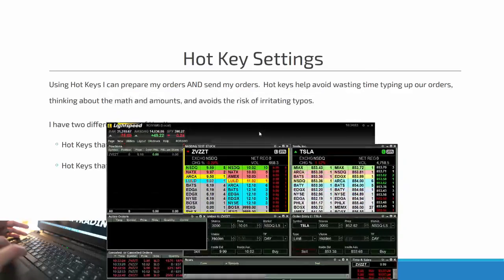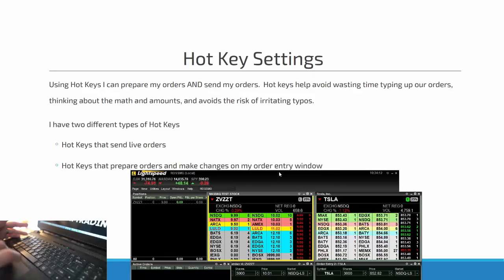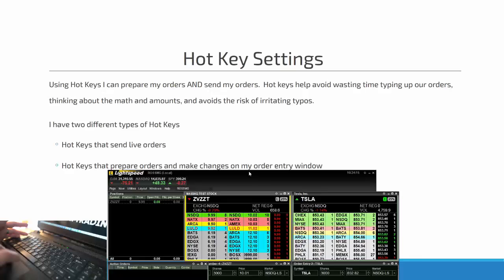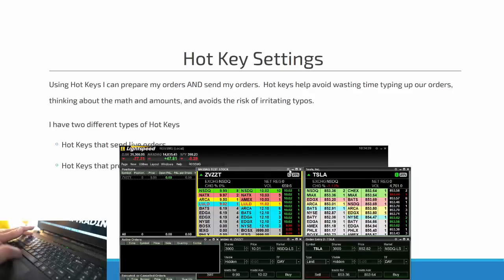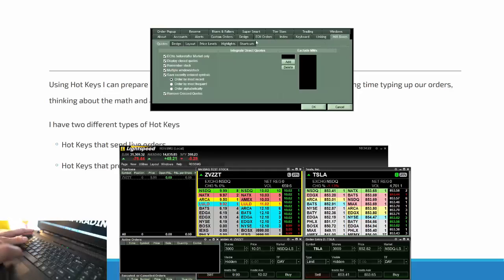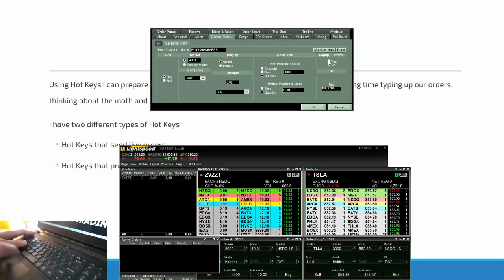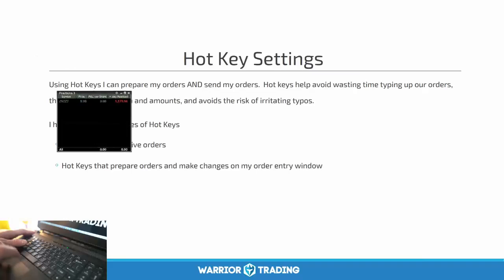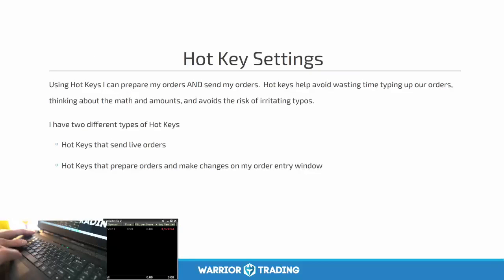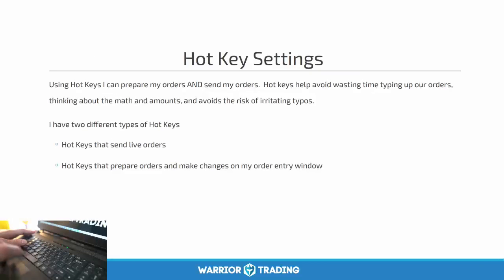So this is the way that I'm using my hotkeys, primarily for selling, much more so than for buying. Now, you can set up hotkeys that prepare orders and then make changes in the order entry window. And that would be a hotkey where you are not actually sending it. So here we would change the confirmation, and I'll show you a better example of that in Sterling. So let me close or hide Lightspeed and let's open Sterling.